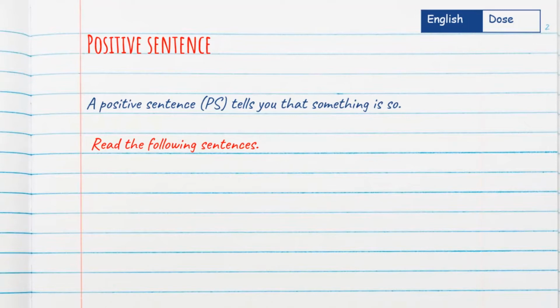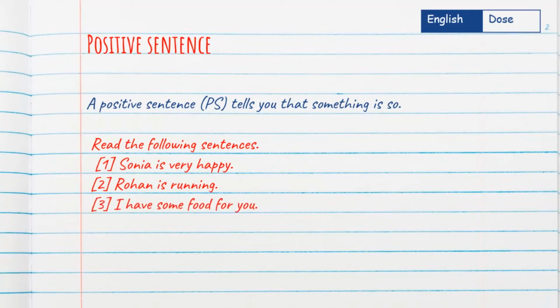To understand it more clearly, let's read the examples. Sonia is very happy. Rohan is running. I have some food for you. These sentences are positive sentences. Why? Because we cannot find any negative word in them. So, these are the examples of positive sentences.